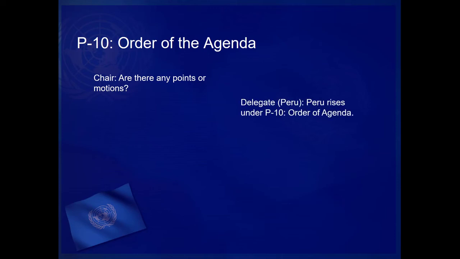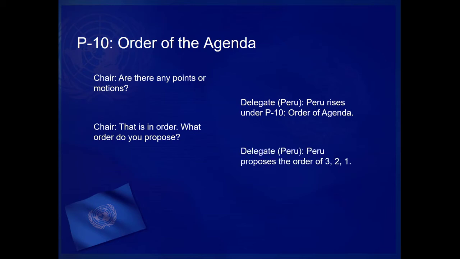The chair, once they recognize you, will let you know that that's in order, and then will ask what order you propose. You may propose any order you like, with the exception of the order listed in the program, 1, 2, 3. This order is referred to as the default or secretariat order and is used if no other order receives the support of a majority of delegates. You may not request an order that's already been requested, and obviously you cannot request 1, 2, 3. If someone's already requested the order of 3, 1, 2, for example, you cannot propose 3, 1, 2, but you could propose 3, 2, 1.